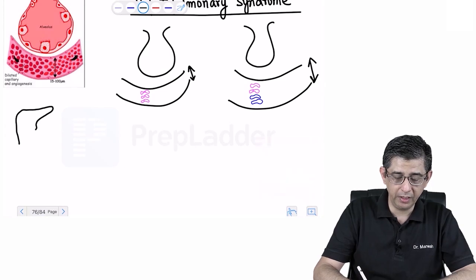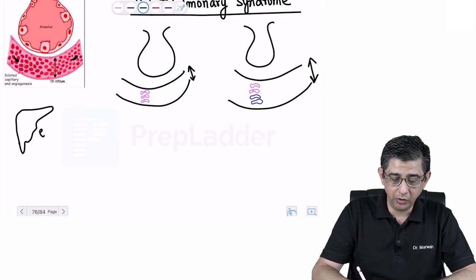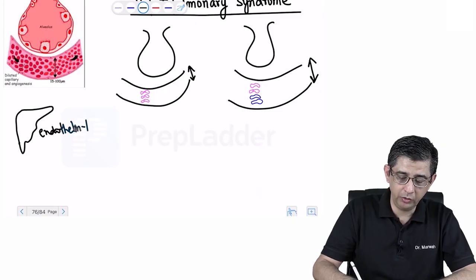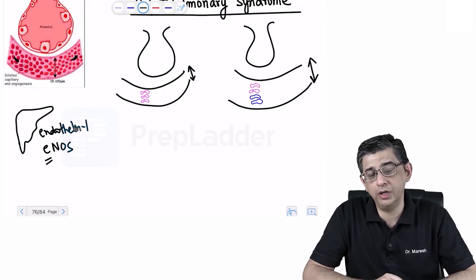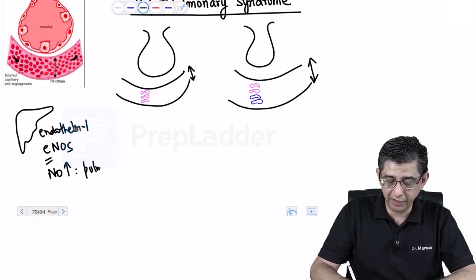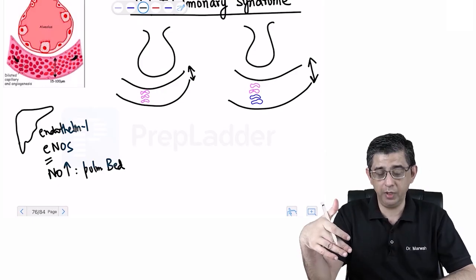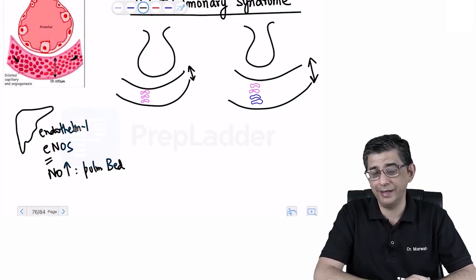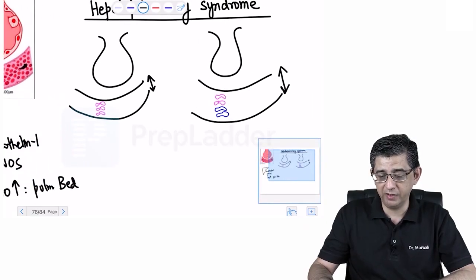So just diagrammatically I have represented a cirrhotic nodular liver, and this will be causing more production of endothelin 1, and the same endothelin 1 will cause overexpression of an enzyme by the name of endothelial nitric oxide synthase. So in the splanchnic blood vessels as well as in the pulmonary bed, I repeat once again, both in the splanchnic blood vessels as well as in the pulmonary bed, the nitric oxide production will increase. Once there is more nitric oxide, there would be dilatation of the pulmonary vessels.